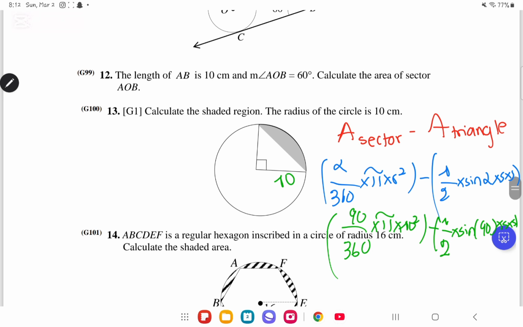So very simply, if you put it on your calculator, 90 over 360 times pi times 10 squared, you're going to get 25 pi. And you're going to subtract from it 1 over 2 times sine 90 times 10, so you're going to get minus 50. So the area of the shaded region is 25 pi minus 50.